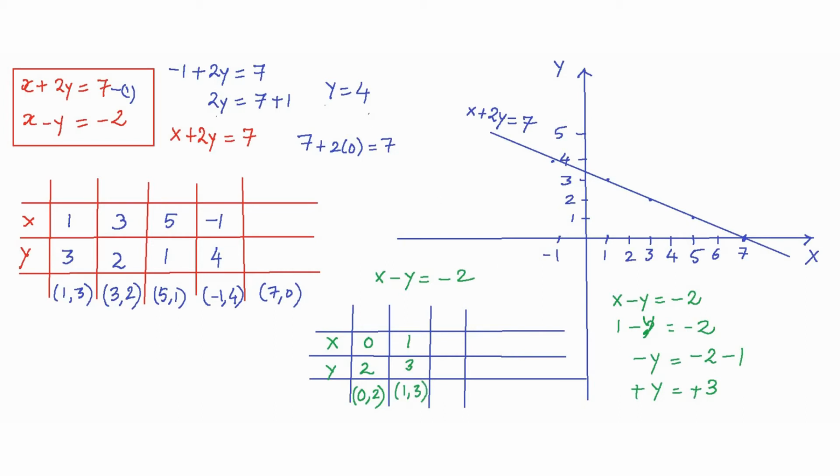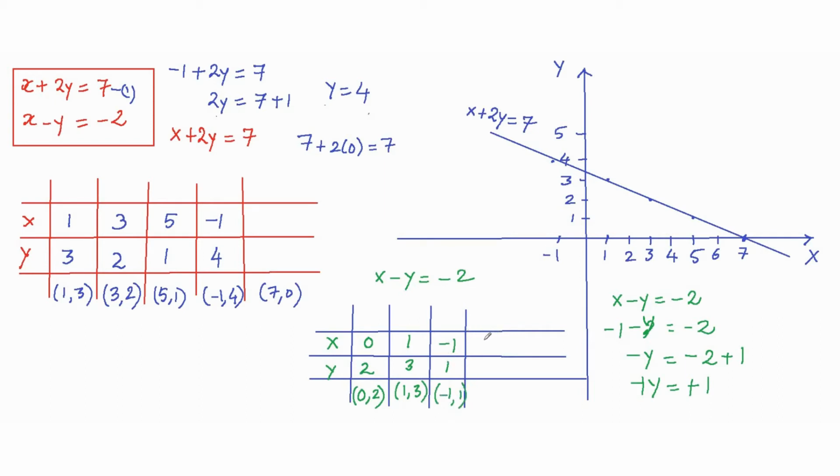Let us now take the next value of x. So instead of 1, let's consider the value of x as say minus 1. So let's see what happens if x is minus 1. So minus 1 minus y is minus 2, which means minus y is minus 2 plus 1, which means minus y is minus 1. The minus signs cancel. So when x is minus 1, y is 1. Therefore the point is (-1, 1).